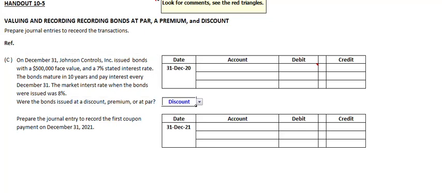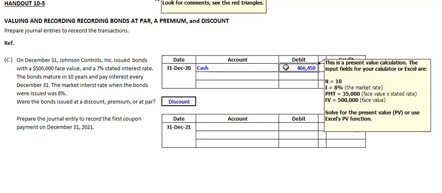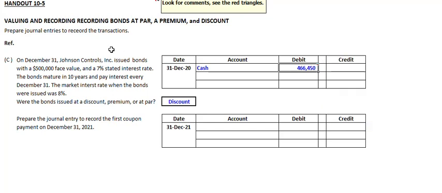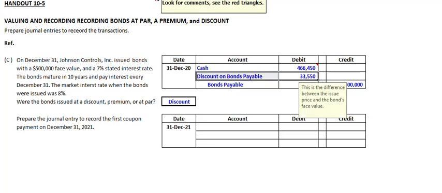We can again determine the actual selling price of the bonds with our financial calculators or Excel. In this case, again, 10 years for the time to maturity. Our market interest rate now is 8%. The payment is the same $35,000. That's the face value multiplied by the 7% stated interest rate. And then we enter in the face value of $500,000 as the future value and solve for the present value. Once again, we always record bonds at their face value, $500,000. Debits don't equal credits. We need an additional debit of $33,550. And again, it's simply the difference between the two. It's our plug. And we debit the discount on bonds payable.